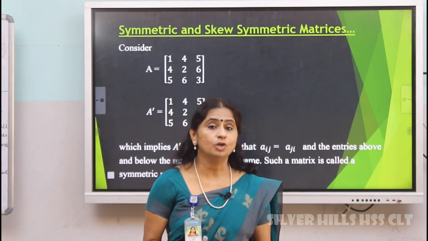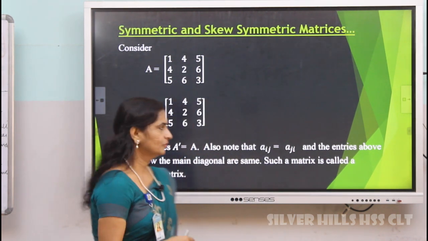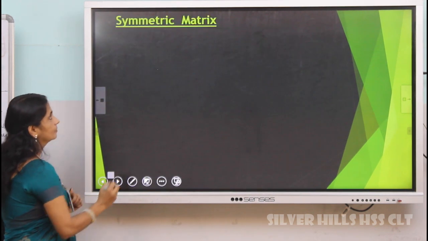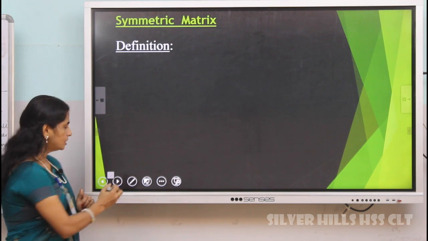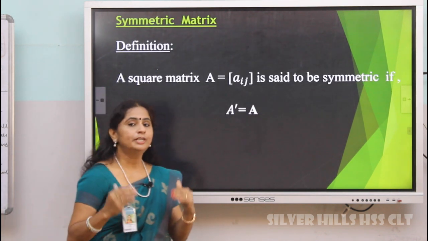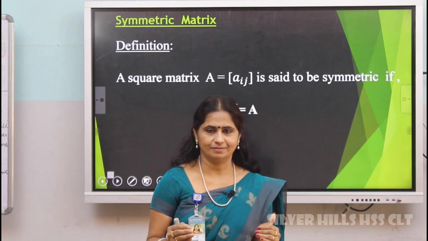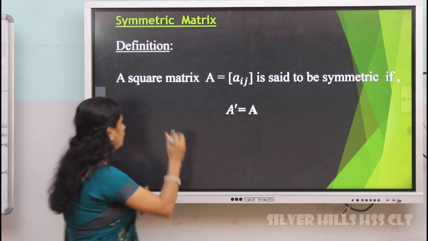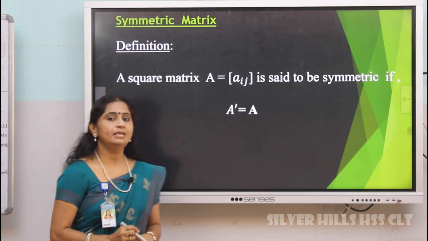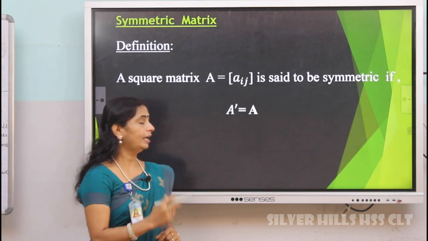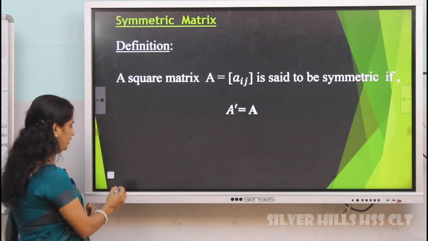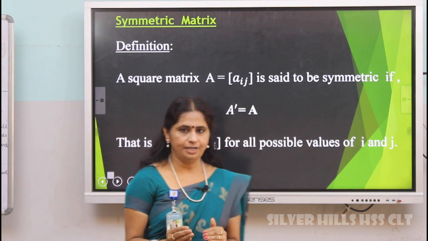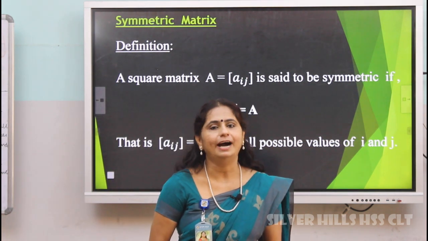So this matrix is called a symmetric matrix. Based on this, we can define the symmetric matrix. Since we talk about the diagonal, it should be strictly a square matrix. A symmetric matrix should be strictly a square matrix. So a square matrix A is said to be a symmetric matrix if A transpose is equal to A. That is, Aij is equal to Aji for all i and j.